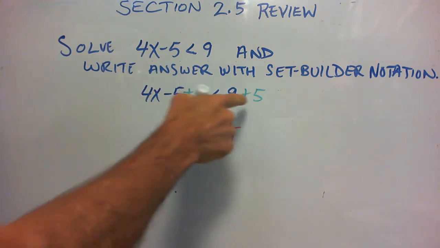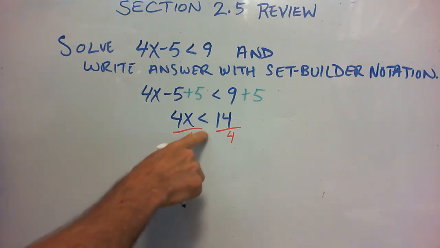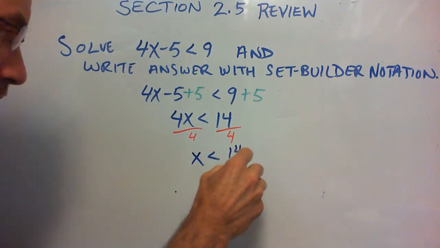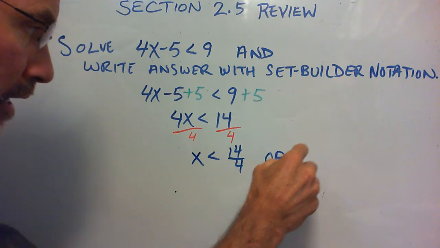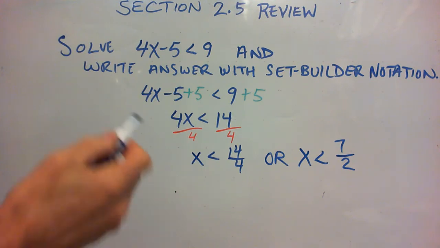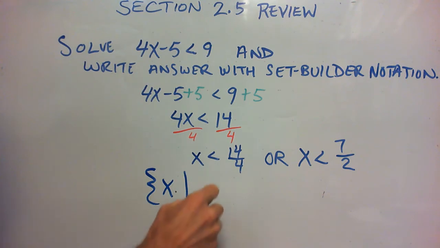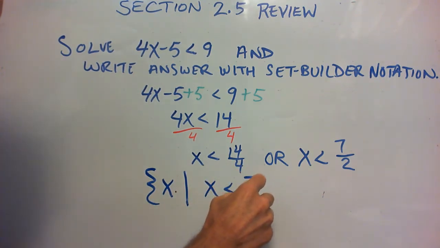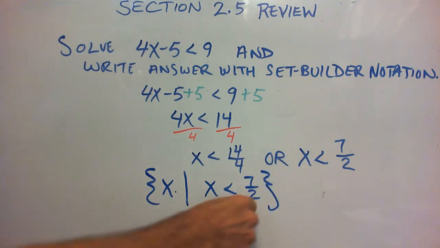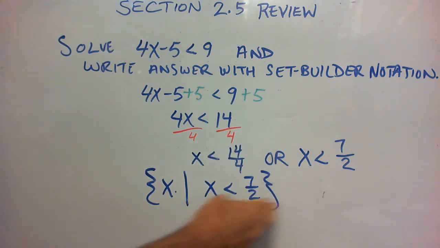So we add 5 to both sides of the inequality, giving us 4x less than 14. Then divide both sides by 4, and that gives us x less than 14 fourths, or we could write that as x less than 7 halves. Now the set builder notation is just curly bracket x such that x is less than 7 halves, and we're assuming these are all real numbers, so we don't have to write comma x is a member of the real numbers. That's just assumed when it's left out.